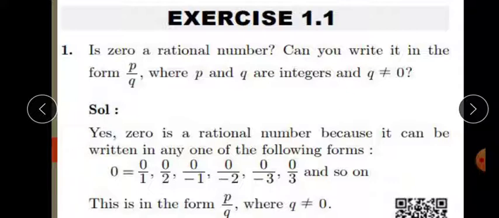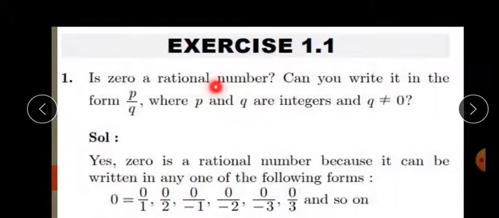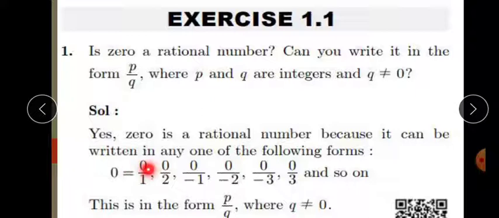It means like a fraction. So obviously 0 we can write like 0 by 1 or 0 by 2, 0 by minus 1, or 0 divided by any number. So the answer is yes, 0 can be expressed as a rational number. Can you write it in the form of p by q? Yes, these 0 by 1, 0 by 2, 0 by minus 1 are all in the form of p by q. And remember, q cannot be equal to 0.